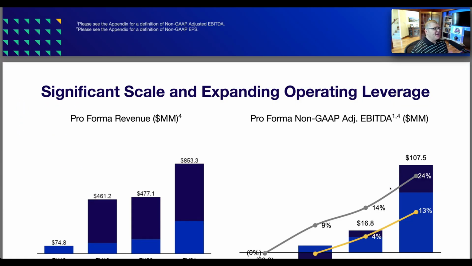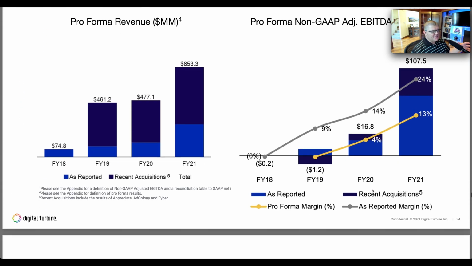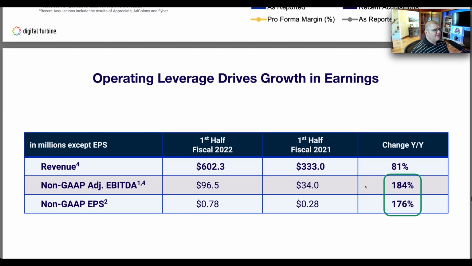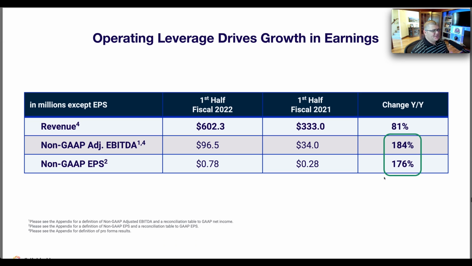Significant scale and expanding operating leverage. All these numbers just keep getting better and better. Of course, a big part of it's from acquisition. So once this all kind of settles in, they have to continue to accelerate that growth or the stock will get hit. Operating leverage drives growth in earnings. You can see the change year over year, massive, 184%, 176%. I mean, not only do they have growth in earnings and EBITDA, these guys are set up pretty well. I'm surprised the stock doesn't do better.